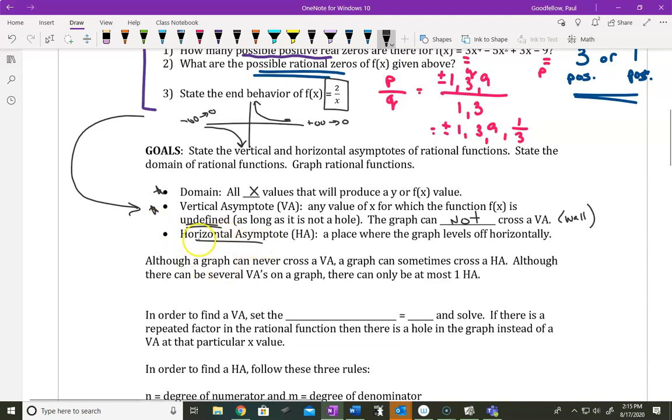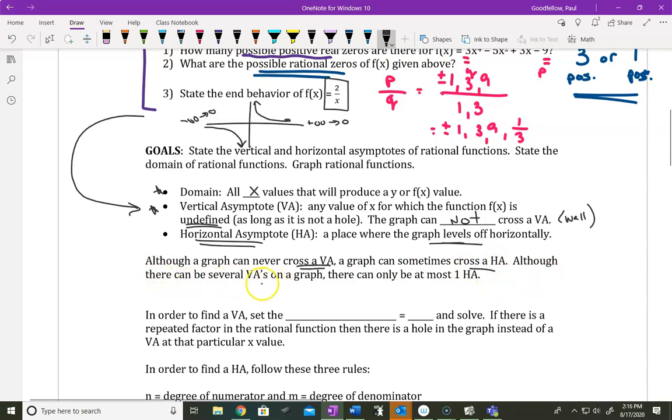Now, on the other hand, a horizontal asymptote, or an HA, is a place where the graph actually levels off. And the leveling off horizontally is not as rigid as the vertical asymptote. It is more of a semi-permeable membrane, to go from biology, and it ultimately can be crossed in certain circumstances. It doesn't happen often, but it can. Although the VA can't be crossed, the graph sometimes can cross an HA, as I said before.